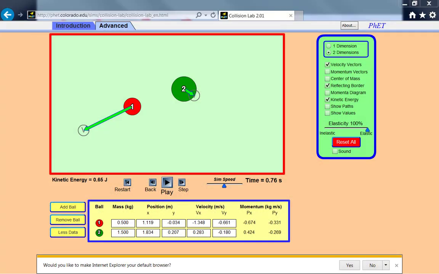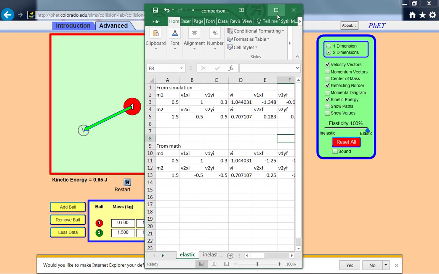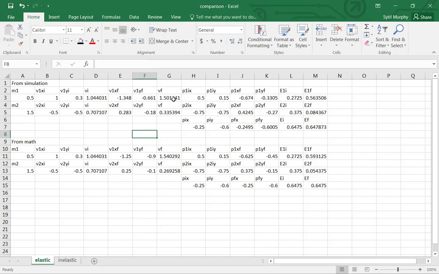So here is, coming in, hold on. I'm having some technical issues. Here is the Excel spreadsheet. So you can see the numbers at the top are from the simulation. So I have M1 with all of its initial velocities and final velocities and momentums and energies, and M2 down below it.